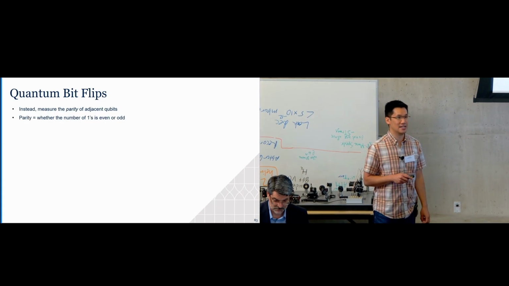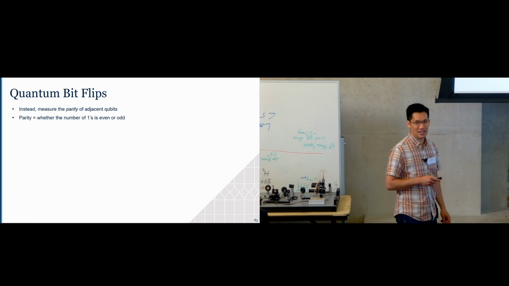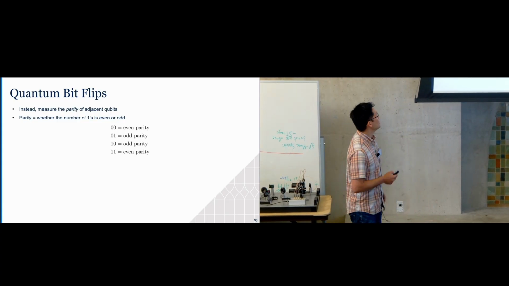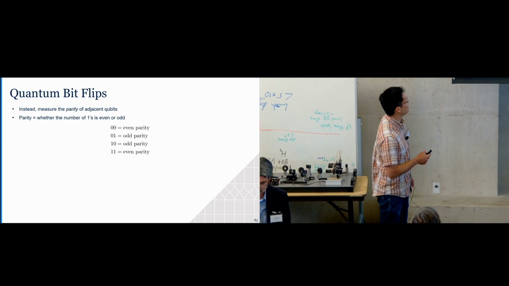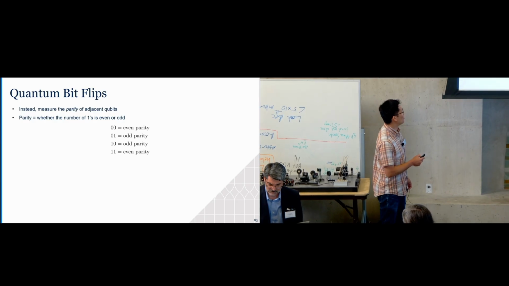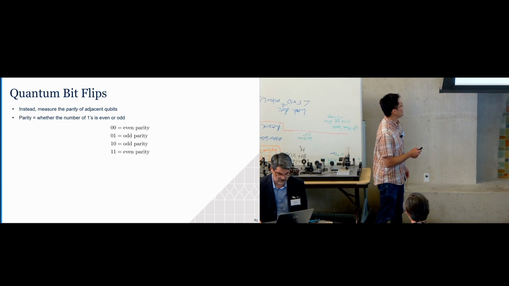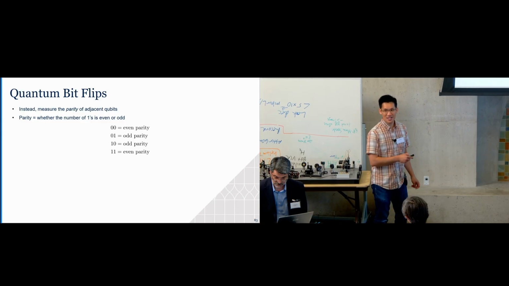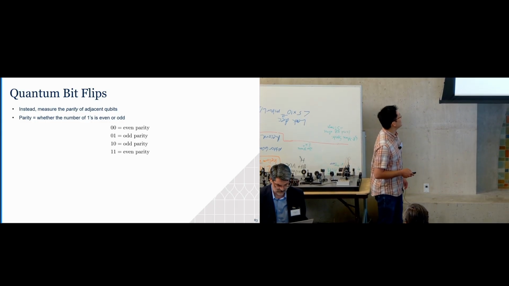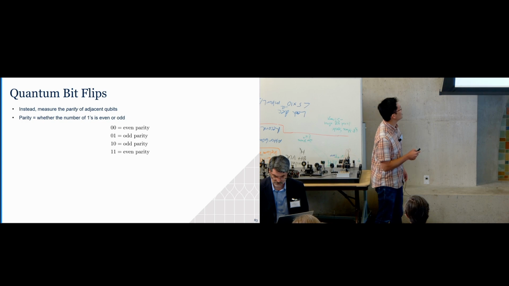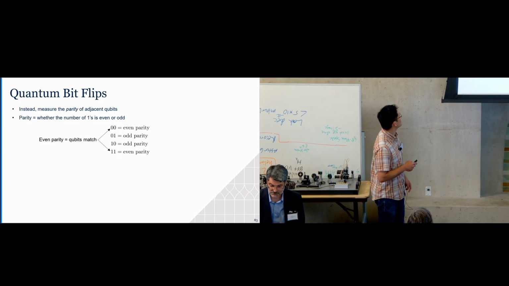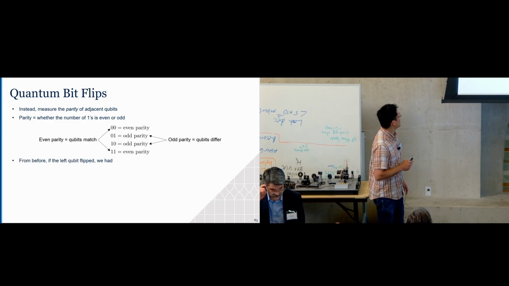What I mean by parity is whether the number of 1s is even or odd. So 0, 0 has even parity because there's an even number of 1s, namely 0 ones. 0, 1 has odd parity because it has one 1, which is odd. Here, this has one 1, which is odd. And this has 2 ones, which is even. What you can see here is that even parity corresponds to the 2 qubits matching, and odd parity corresponds to them differing. Again, even parity means that they match, odd parity means that they differ.